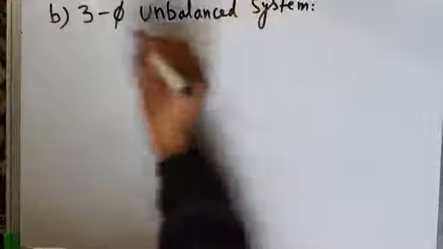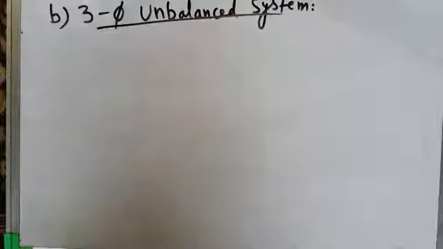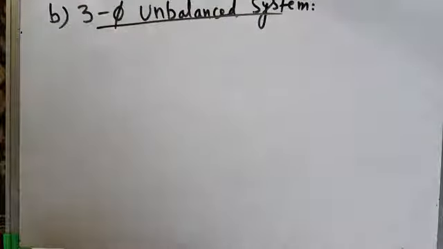Now, let us assume that the three-phase system is not balanced, it is unbalanced. Now, what are the causes of unbalance? First of all, when I say unbalanced system, you must understand that unbalance means the magnitudes are not same. That is, current magnitudes or voltage magnitudes are not equal in all the three phases. Or there may be unbalance in the phase angles.